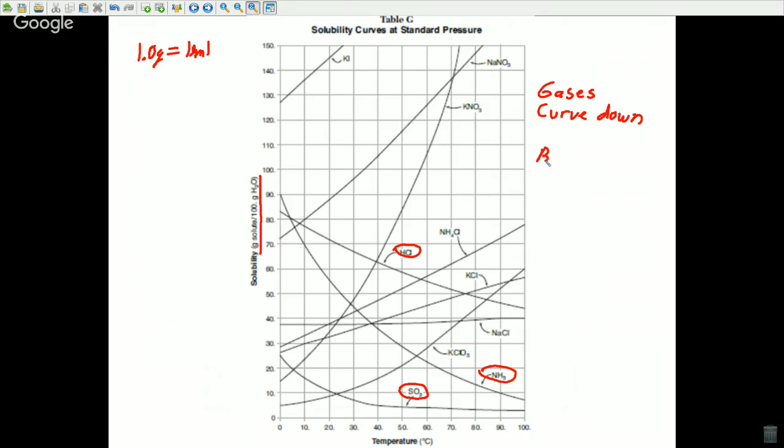So if you get a point below the line, that means it's unsaturated. And if it's on the line, it's saturated. And if it's above the line, it'd be supersaturated.